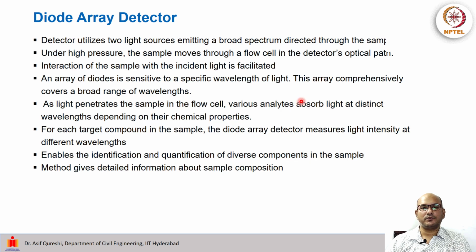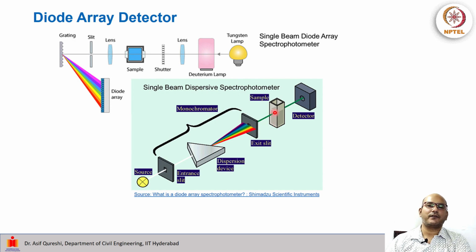Various analytes will absorb light at distinct wavelengths. So for every wavelength, if the analyte is present, there may be some absorbance, and by looking at the absorbance, we can go back to the literature or previous data and see which analyte might be present. These days we have libraries listing which analyte absorbs at which wavelength, and the libraries may come with the instrument itself.